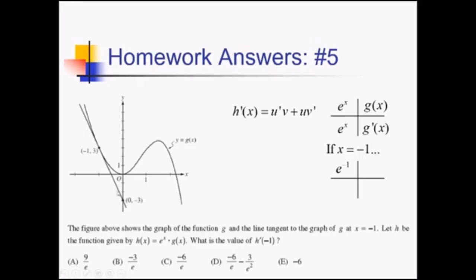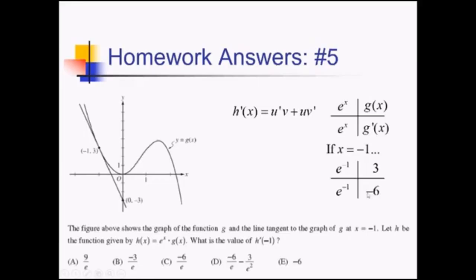Well, what's g of negative 1? I see here that I have the point negative 1 comma 3 on the graph of g. So that's going to be 3 for g of negative 1. And then we have another e to the negative 1 down there. g prime of negative 1 is going to be the slope of this tangent line at x equals negative 1. If I look here, from negative 1 to 0, I'm going right 1, and I'm going down 6 from 3 to negative 3. So that's a slope of negative 6 that I can put in there.